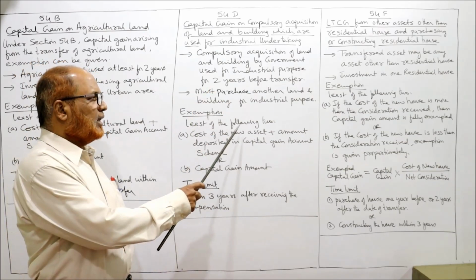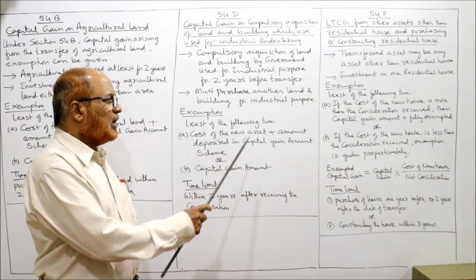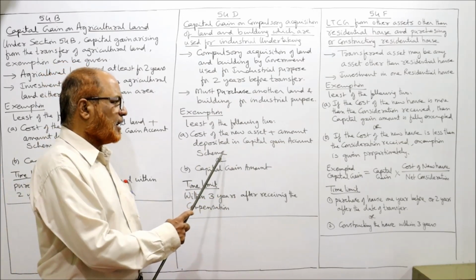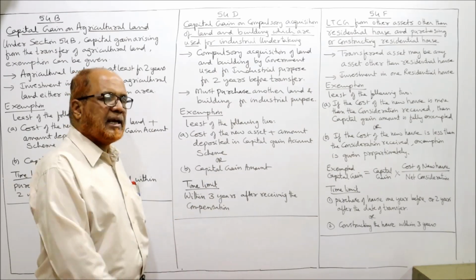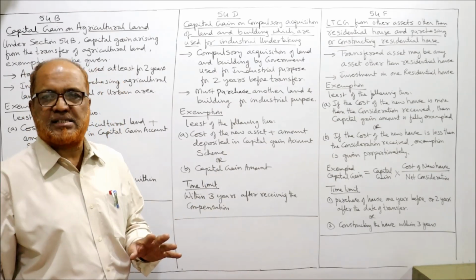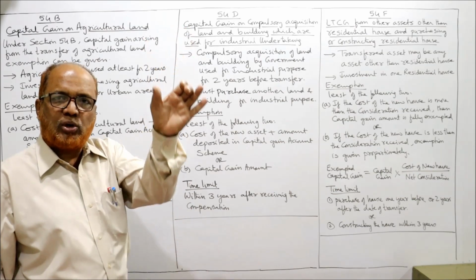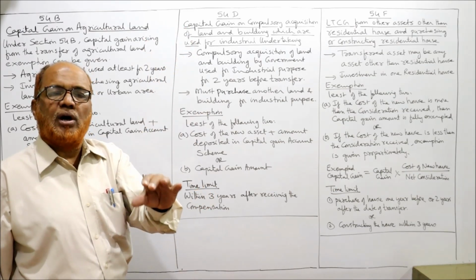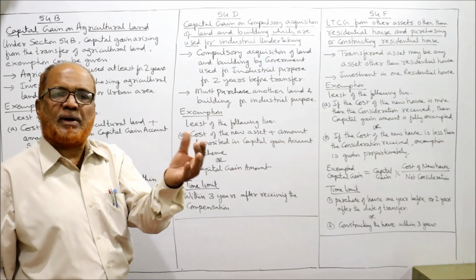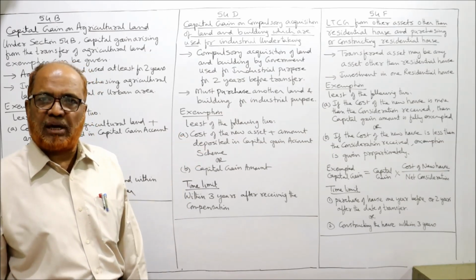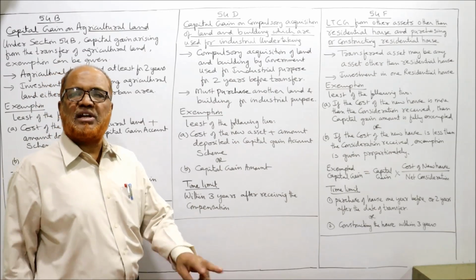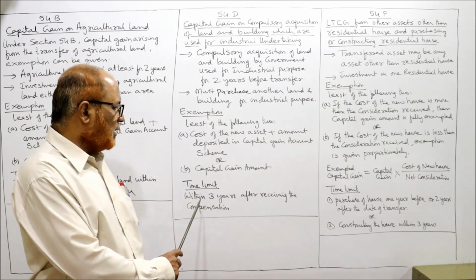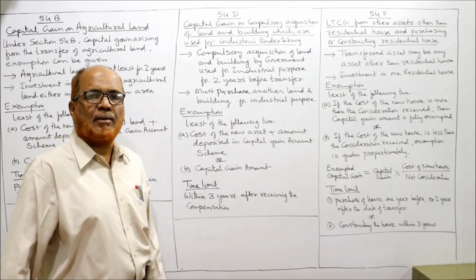The exemption is the lesser of the following two: cost of the new asset, new land and building, plus amount deposited in capital gain account scheme, or capital gain amount, whichever is less. So first we have to compute how much is the capital gain amount. Then in working note we have to find out how much is the cost of the new asset plus amount deposited in capital gain account scheme, or capital gain amount, whichever is less, is the exemption under section 54D. Time limit is within 3 years after receiving the compensation.